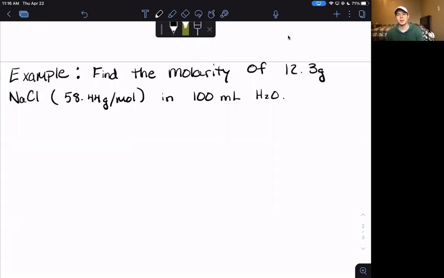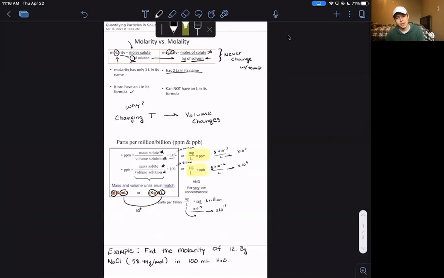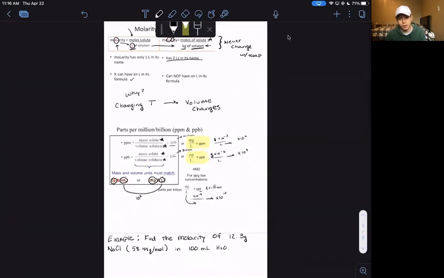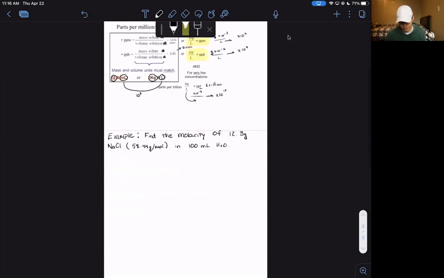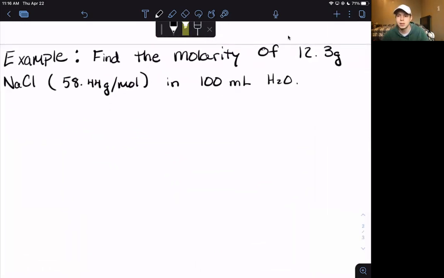This one, we're going to be doing an example of quantifying particles in solution. So you may just be coming from the video where we went through this, where we talked about why all of this matters and what we're going to do with it. So today on this video, we're just going to run through a quick little example just to make sure that we all have seen it done before.